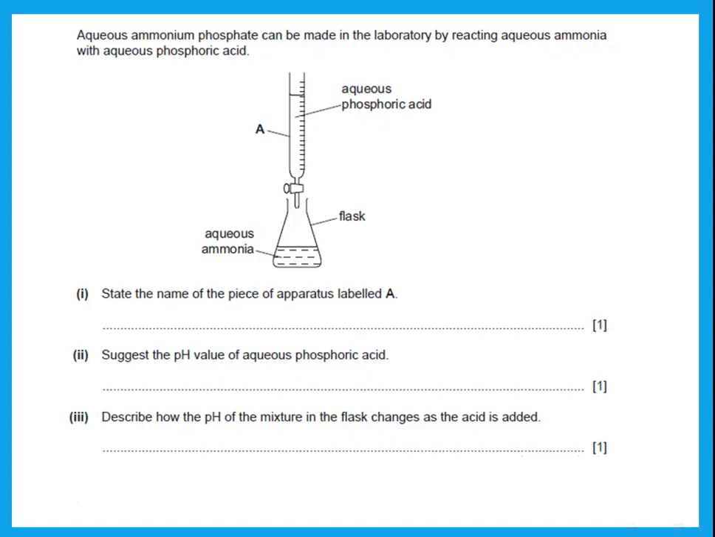So let's try this question. Aqueous ammonium phosphate can be made in the laboratory by reacting aqueous ammonia with aqueous phosphoric acid. Again, I'm going to remind you that the word aqueous means dissolved in water. Okay. So the first question here says, state the name of the piece of apparatus labeled A. What is the name of A? Again, we said A is something that has graduations, and at top, A is called burette.